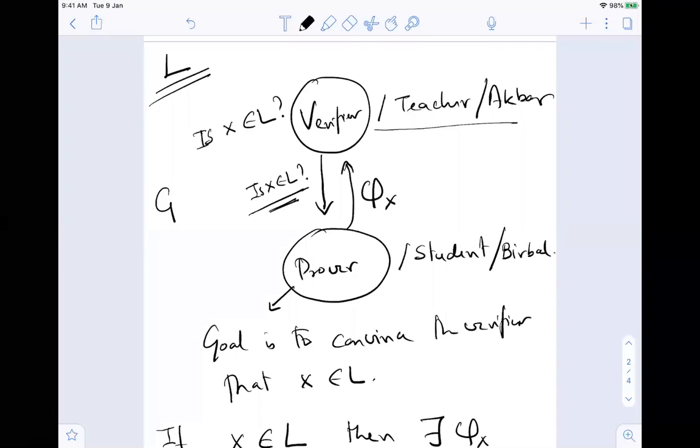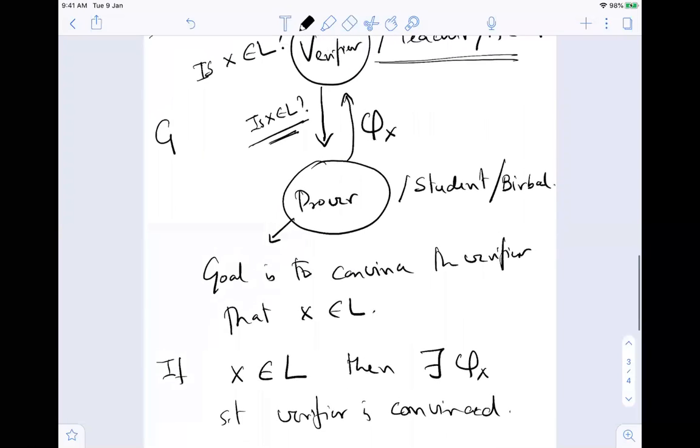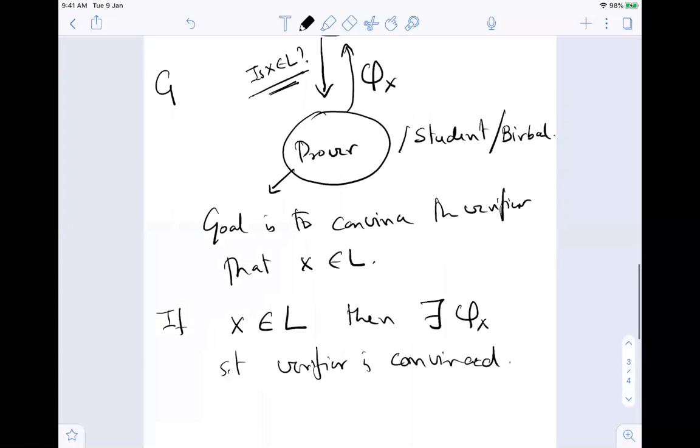In that case, the teacher or verifier just has to verify: are you giving me the correct thing? Yeah, okay, good. So this is the correct proof. I have checked it quickly and I'm convinced that yes, you are right.